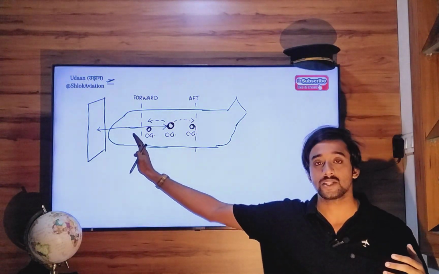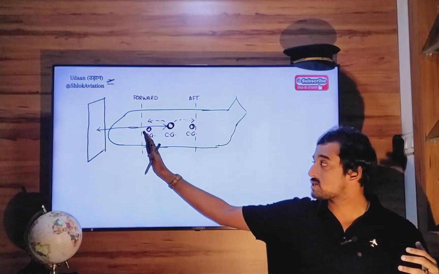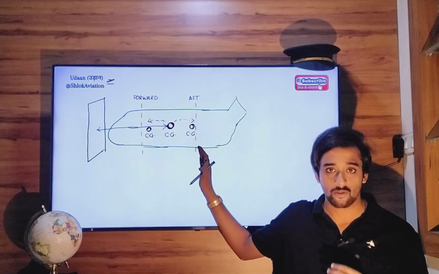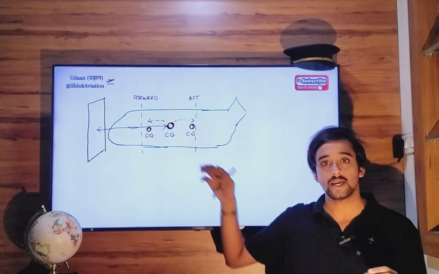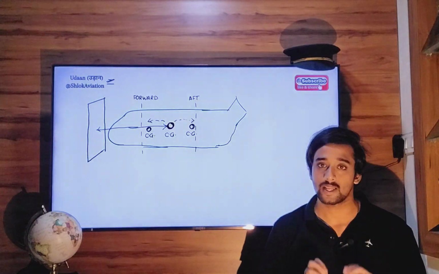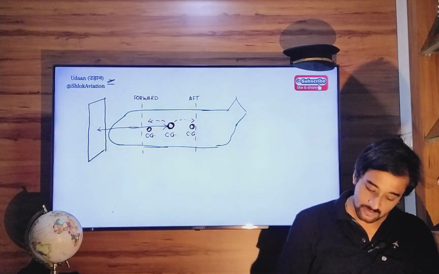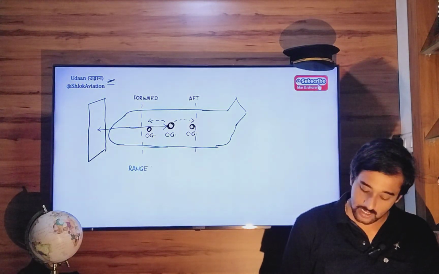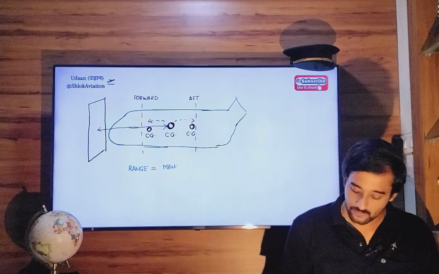It cannot exceed this forward limit. It cannot exceed this aft limit, meaning it cannot cross this forward limit and go beyond it. Likewise, it cannot cross the rearward limit and go beyond it. Okay, it has to move within these two limits and stay anywhere inside those limits. So this center of gravity range is determined or specified by the manufacturer.